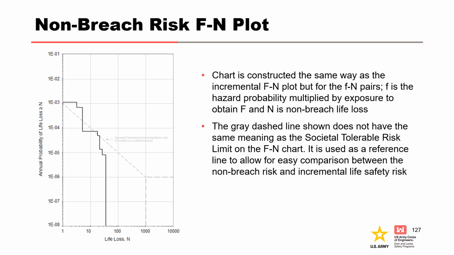The gray dashed line shown does not have the same meaning as the societal tolerable risk limit on the big FN plot. It is used as a reference line to allow easy comparison between the non-breach risk and the incremental life safety risk. There are no life safety risk guidelines for the non-breach risk. I find it most illustrative to plot the incremental risk and the non-breach risk on the same plot, along with the residual risk, which I will cover next.